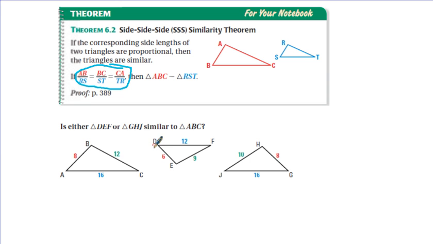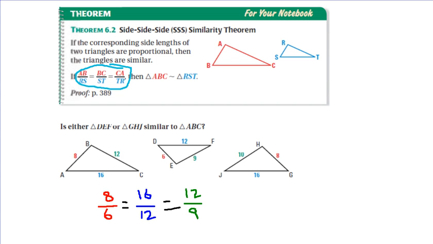If we look at AB over DE, the sides in red, those are the two shortest sides, that would be a fraction of 8 over 6. We would want to see if that is proportional to the longest side. That's the side in blue. We want to stay the same, so AC from that triangle is 16, DF from triangle DEF is 12. And then our last ratio, the remaining side for both of them, the side that is marked in green, is BC, which is 12, over EF, which is 9.